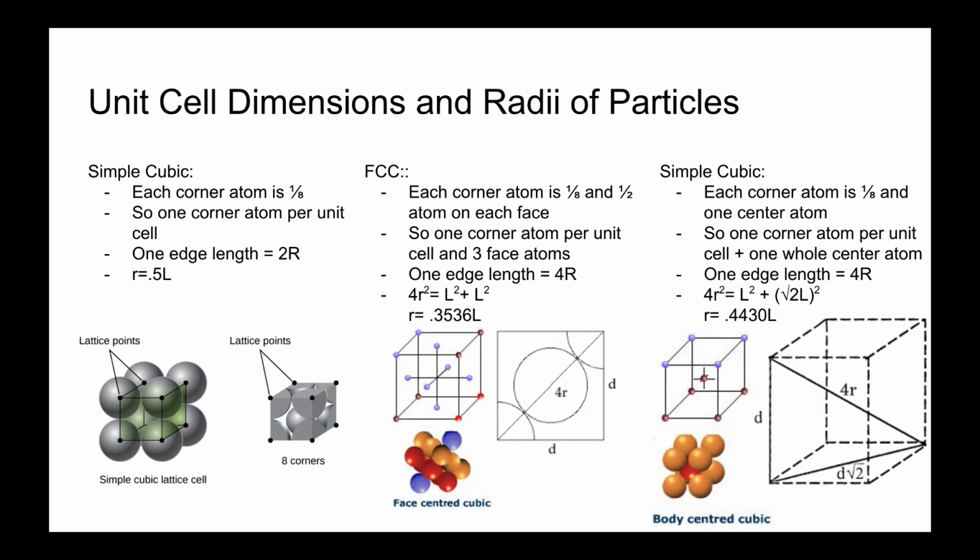Moving on to the BCC unit cell, we see that it has 1/8 of a corner atom in each corner, like the other unit cells. So there we have 1 corner atom, and then it also has 1 center atom in the middle. So it's going to have 2 atoms in total, since it's not sharing the center atom.